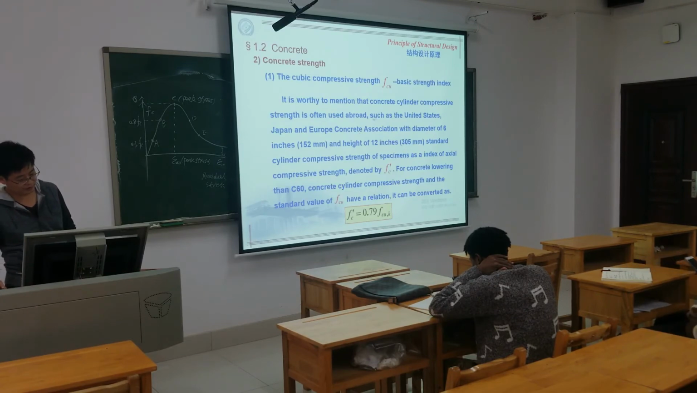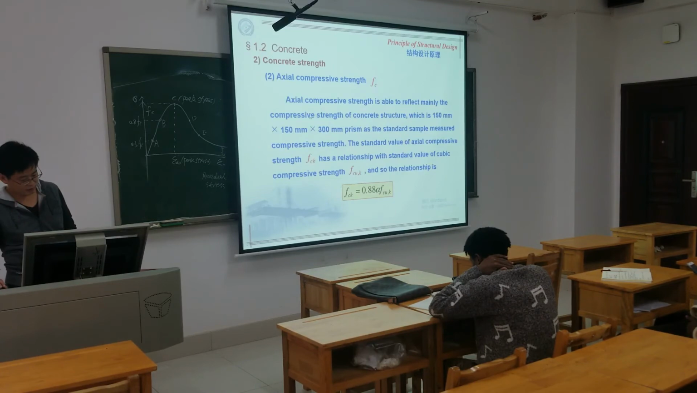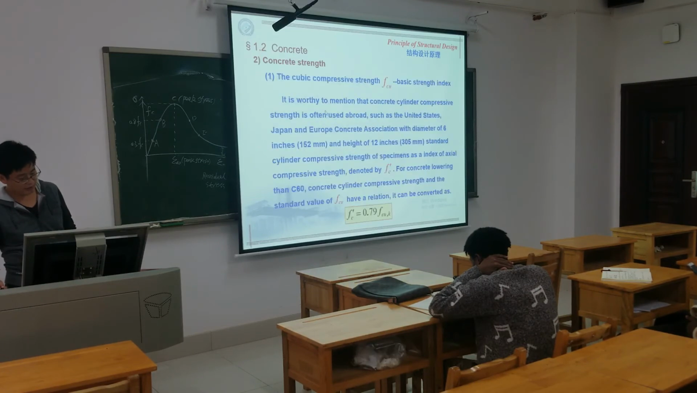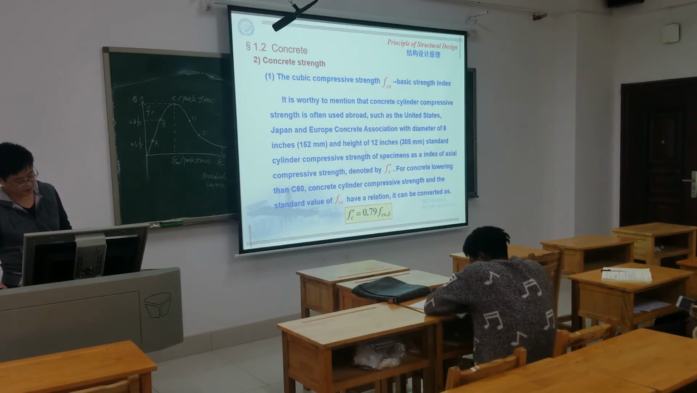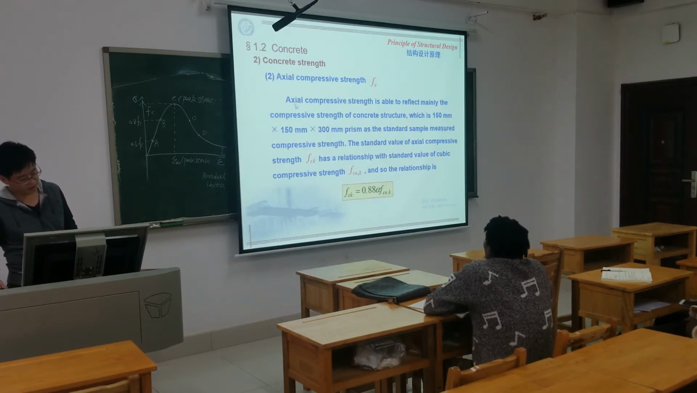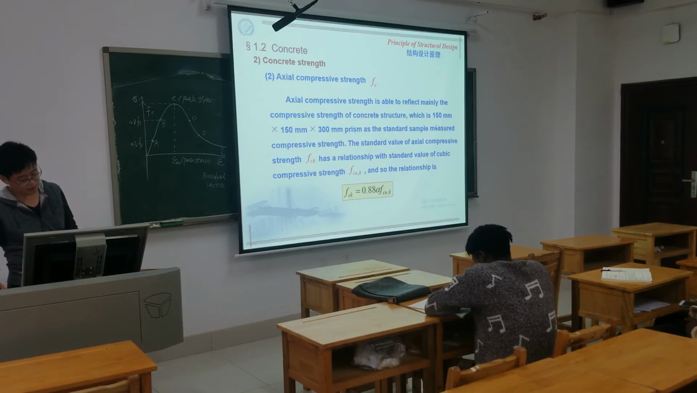Circle is this. The circular cylinder is used in Europe, America, the United States, Japan. They use this cylinder with a 6-inch diameter and a 12-inch height. So for the actual compression strength, we use this measurement.